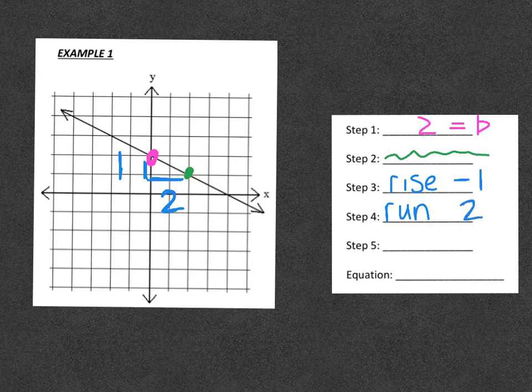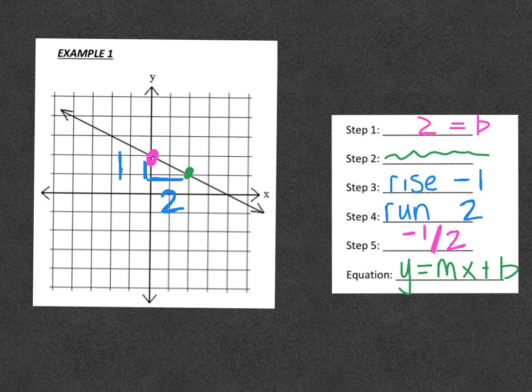Step 5 is going to be put them together to make a fraction. The rise is going to go on top, -1/2. And then the last step is equation, and it's always going to follow this form. Y equals mx plus b. So that's a whole lot of numbers which might be confusing for you.